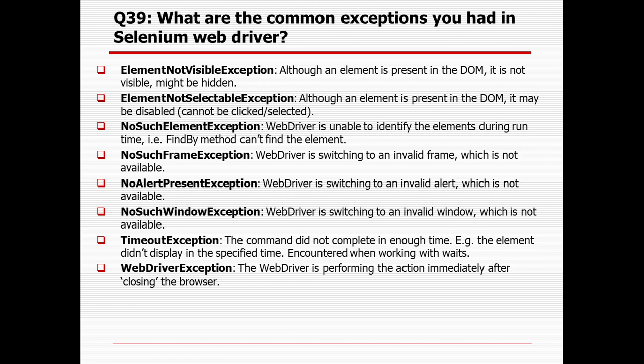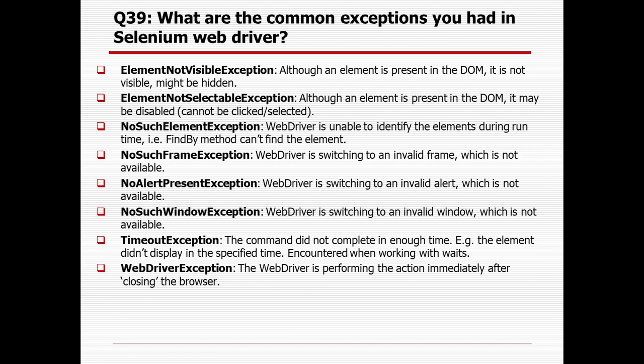No such window exception. Suppose we can switch the window, right? Suppose you are opening a different browser, and you want to switch the window from parent to child like that. But if you are already switching to an invalid window, at that time a no such window exception will be given.